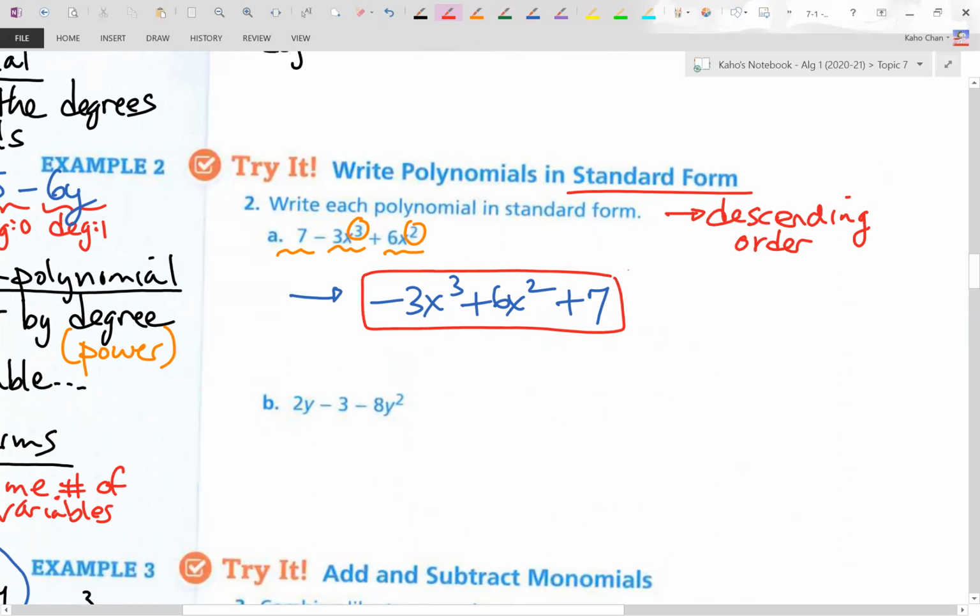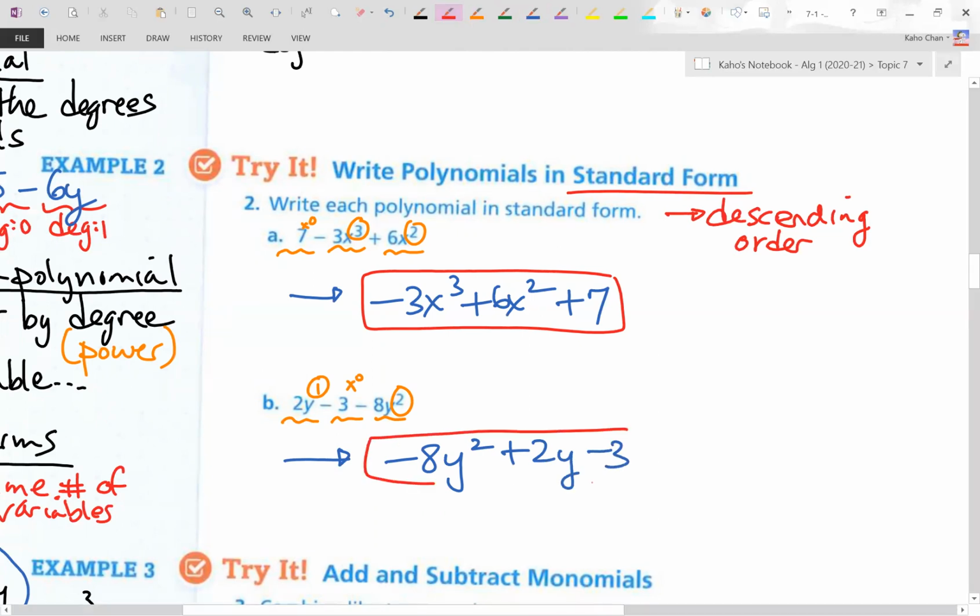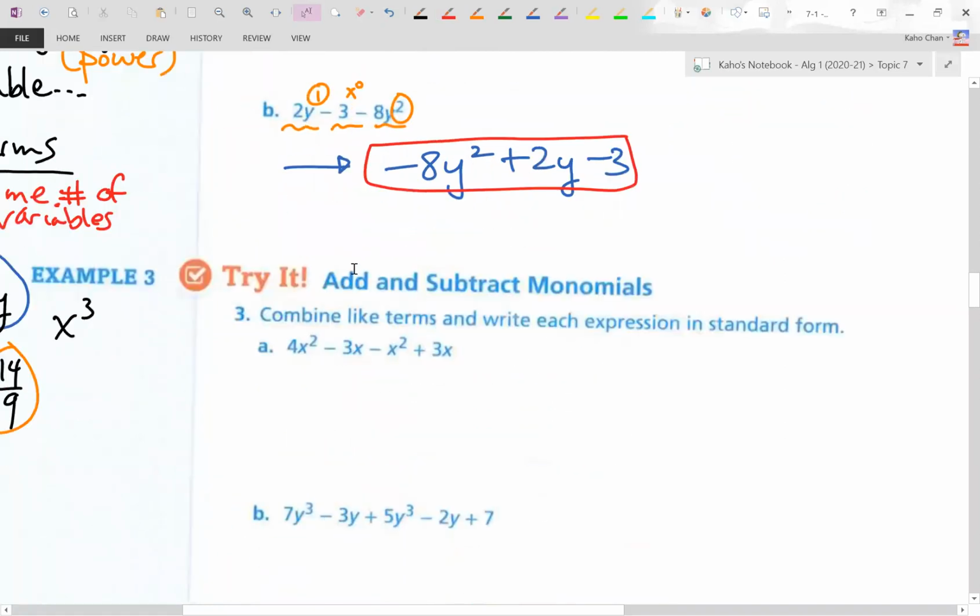How about the next one? Oh, we have 3 terms here as well. Great. The first one is a degree of 1. Whereas, I forgot to mention x to the 0. This is 1. Oh, x to the 0 again. And 2. Let's put it in descending order from highest to lowest. The highest is negative 8y squared plus 2y minus 3. No way. Can't be that easy. Yes way.